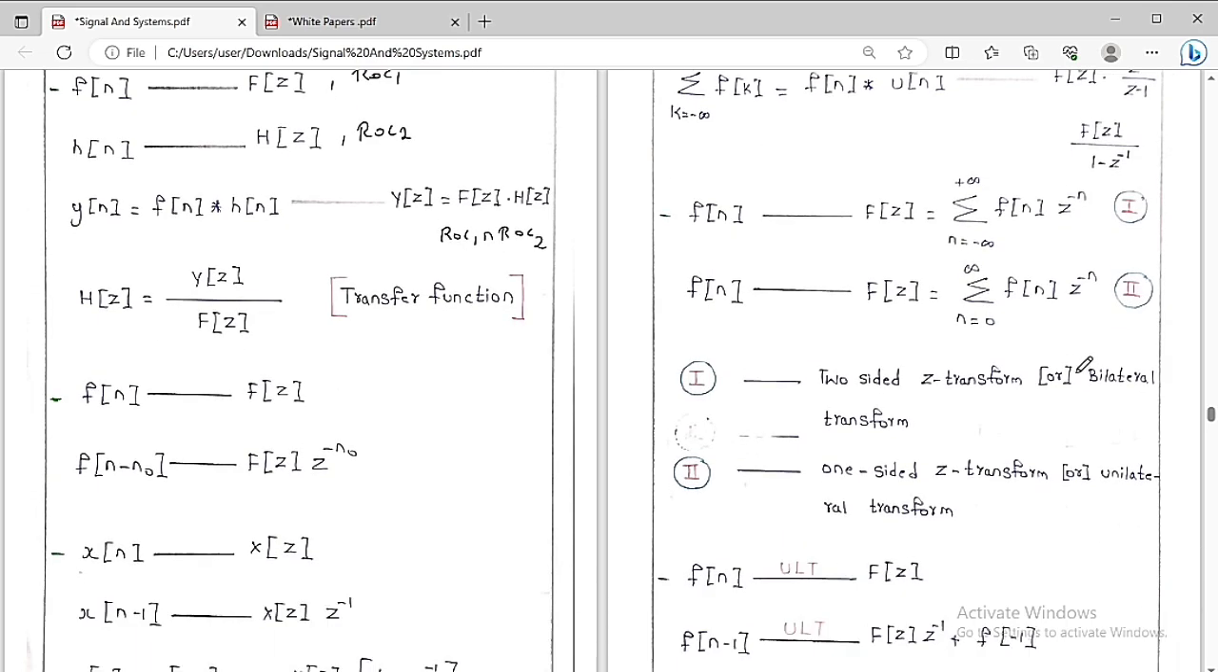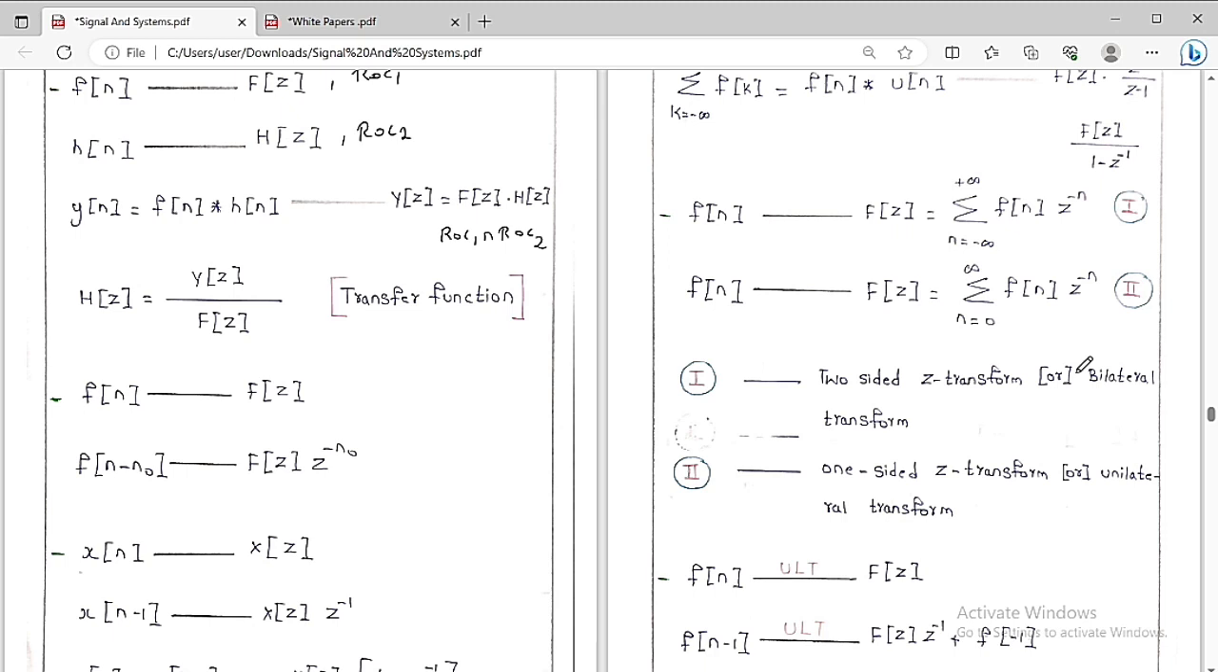So now let's go for the other important concept. What is the important concept? Suppose for f of n you apply the z transform, then what are you going to get? f of z equals sigma n equals minus infinity to plus infinity f of n into z to the power of minus n. That is called the first equation.